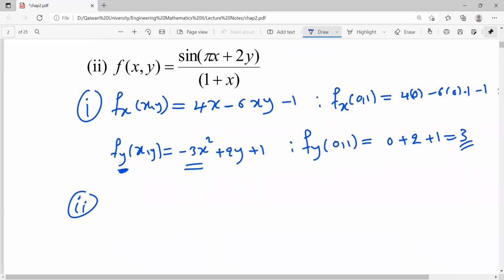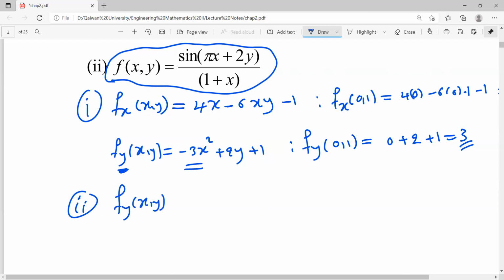Here we are going to find the partial derivative of this function with respect to y and with respect to x. Taking the partial derivative with respect to y is easier. We are going to take that first and then take the partial derivative with respect to x later. f sub y of xy equals what? Here, the denominator is constant because we have no y in the denominator. And you have sine of pi x plus 2y.